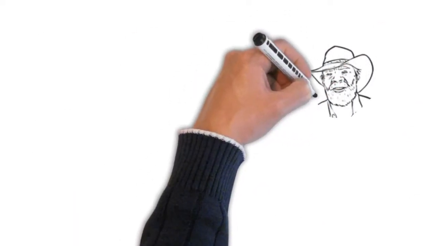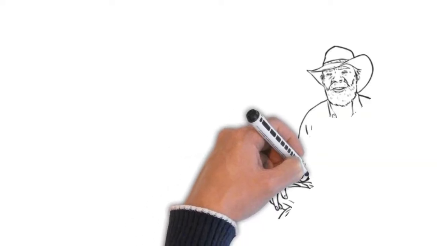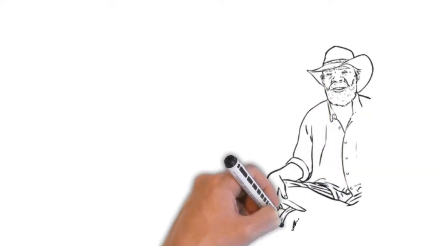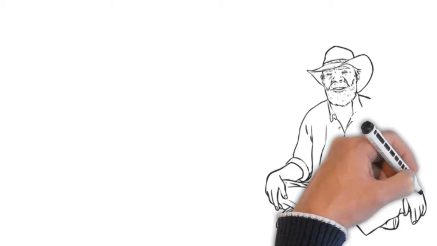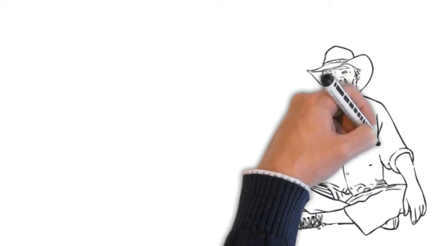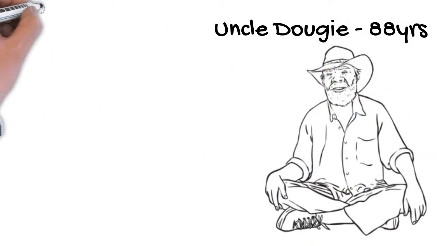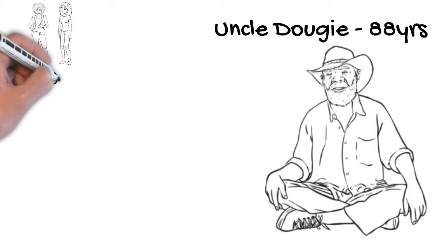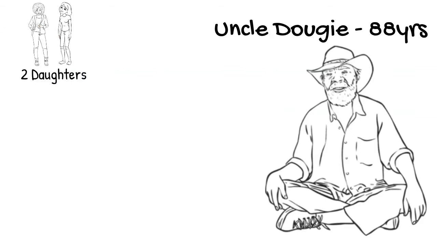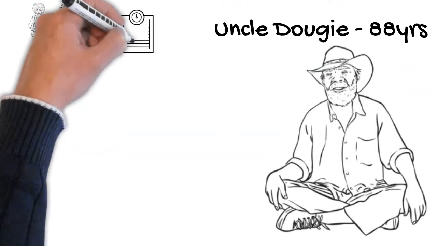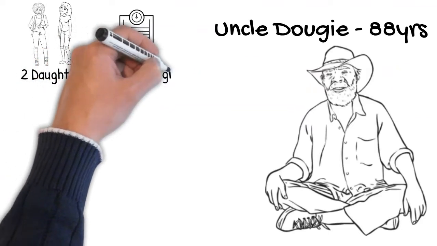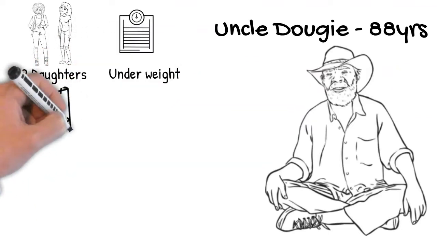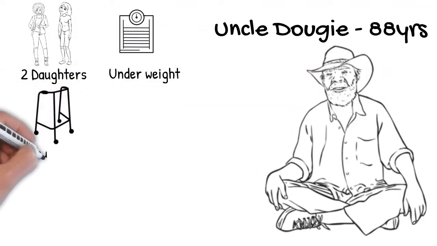This essay is based around a case study of Mr. Doug Sultan, or Uncle Dougie, who is an 88-year-old Aboriginal elder and is a resident of Sunnyside Aged Care Facility. Uncle Dougie is a widower but has two daughters, with one of them visiting daily, along with many other relatives of Uncle Dougie's. Uncle Dougie is underweight for his height, is unsteady when mobilising, and therefore uses a walking frame.